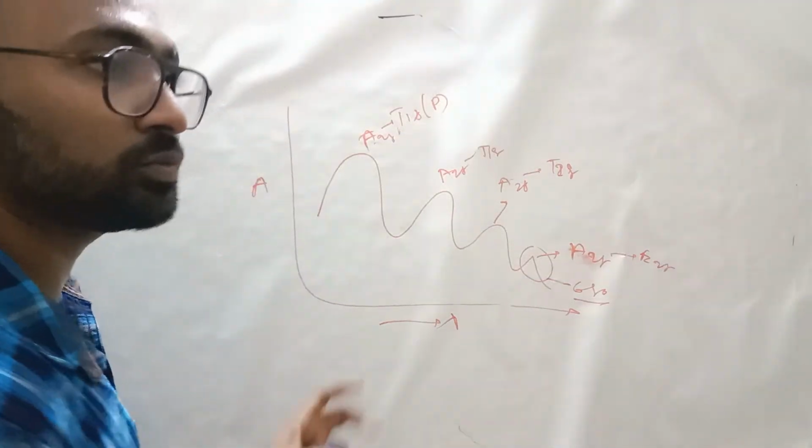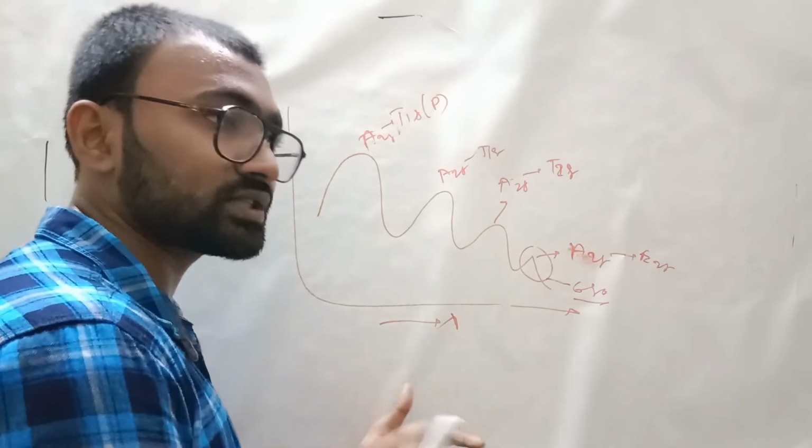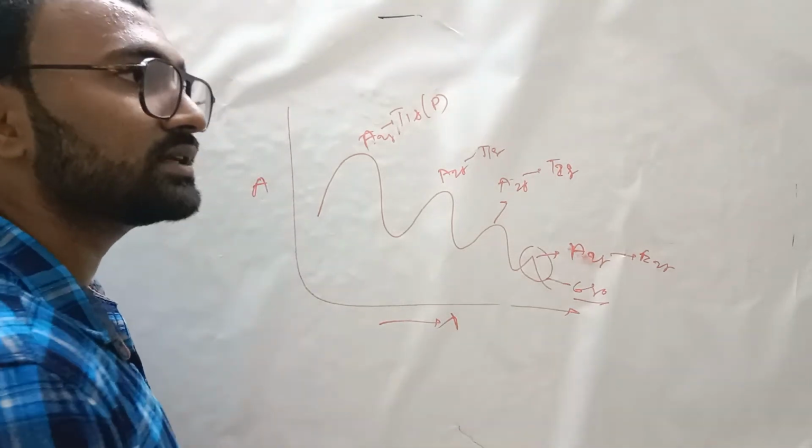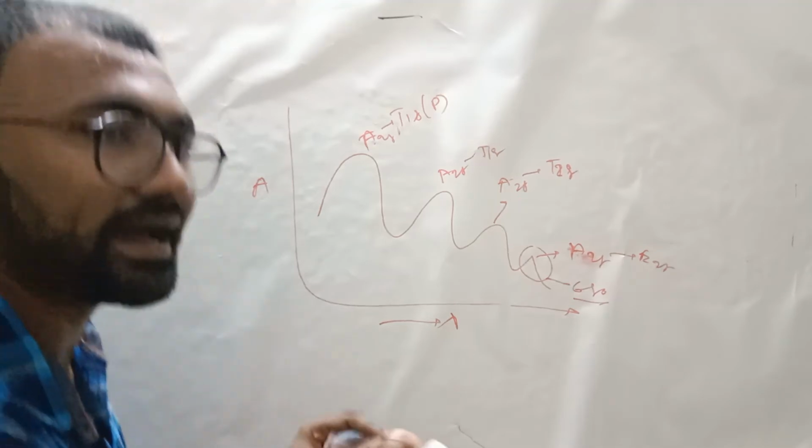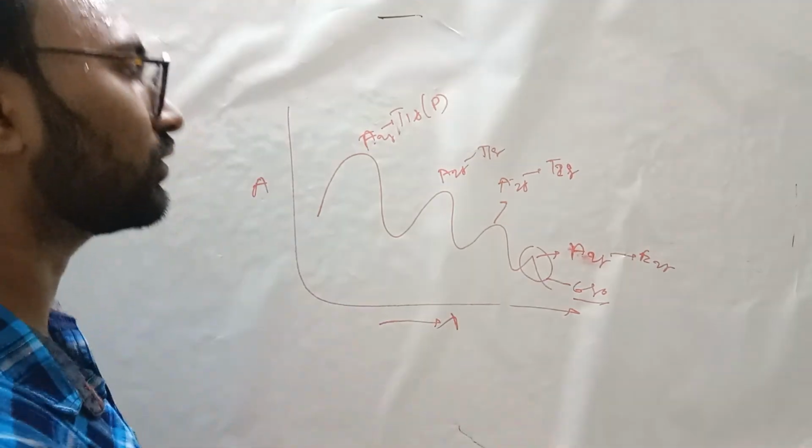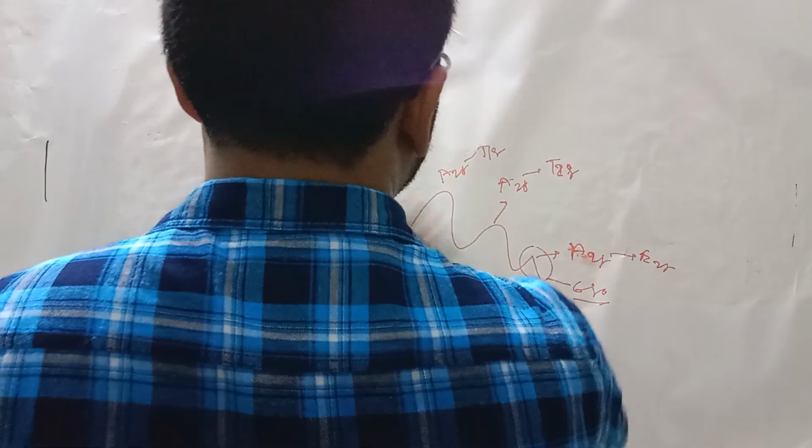Another thing seen in the Tanabe-Sugano diagram is that the terms are crossing. Terms crossing is possible because they are high spin and low spin, so that's why they can cross.